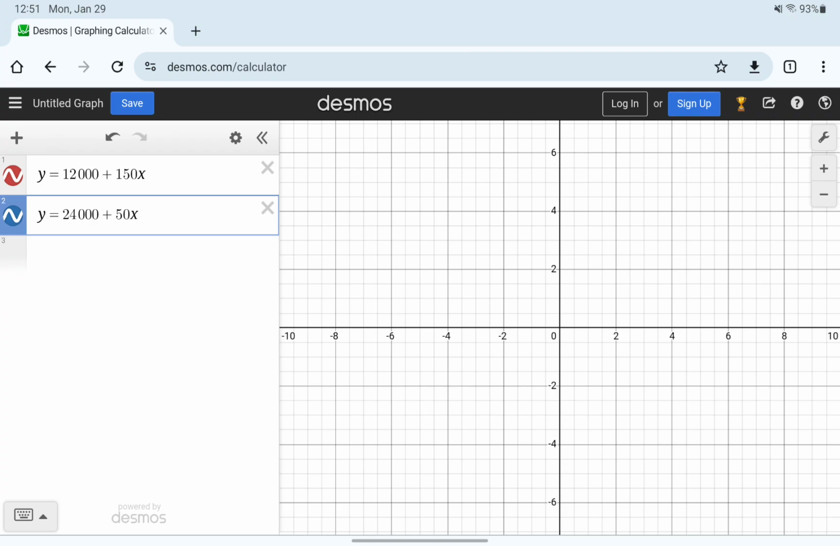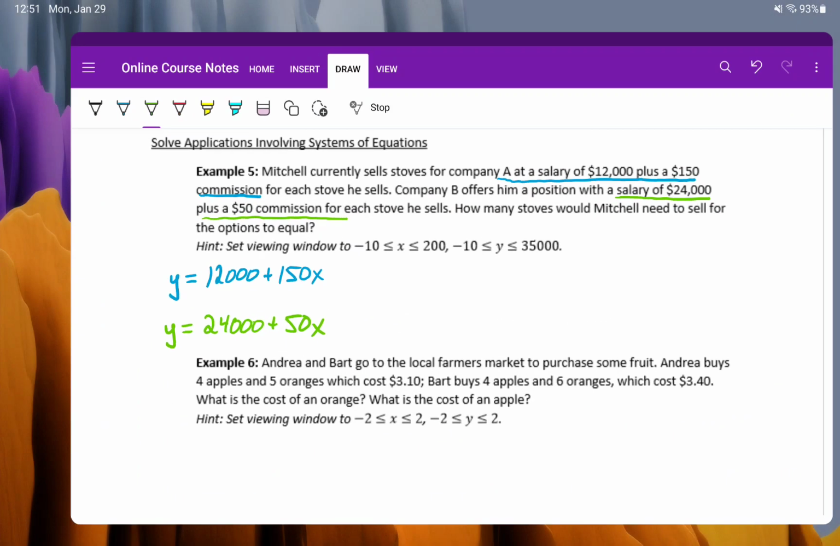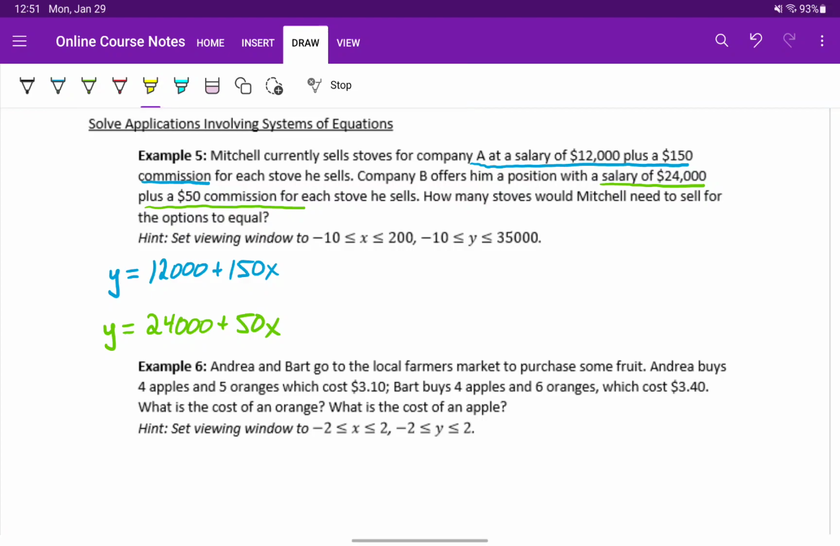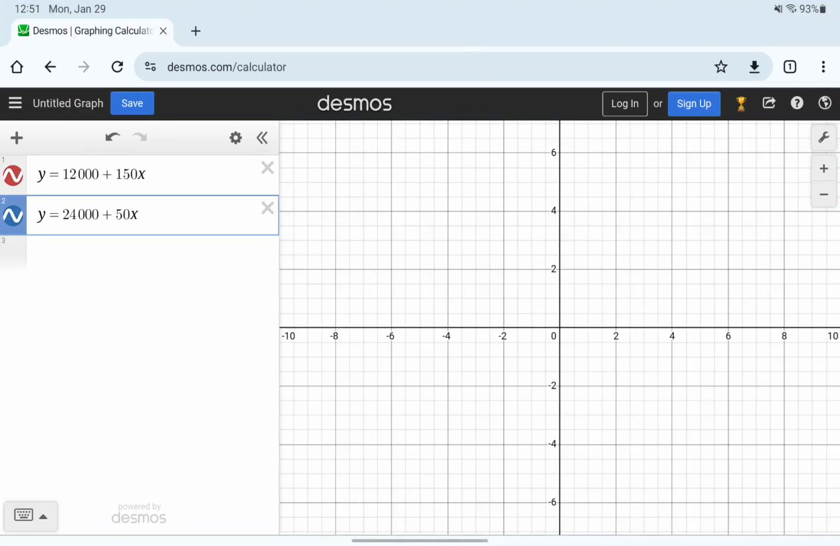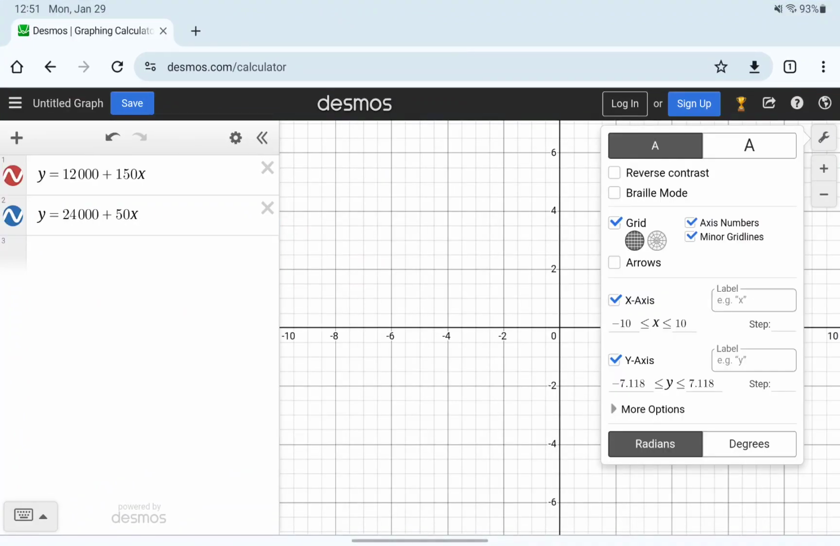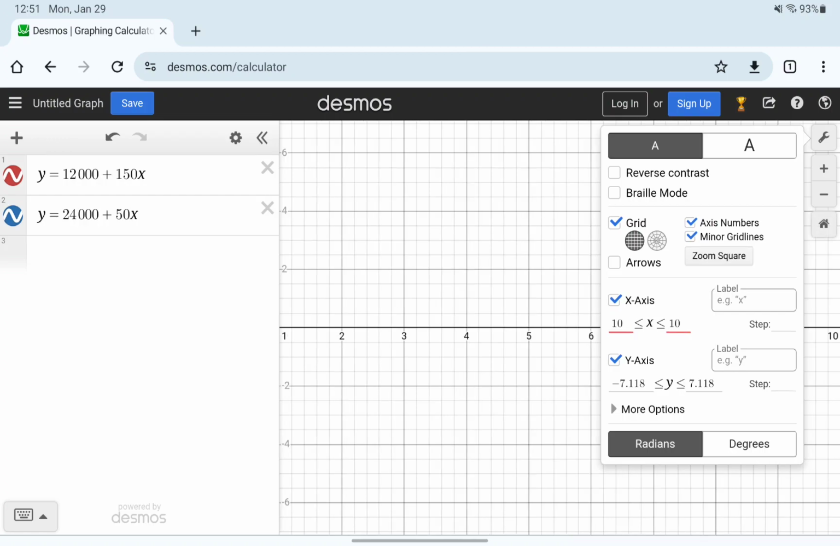And as we mentioned, sometimes that point of intersection isn't immediately obvious to us. If we look back at the problem, though, we're given a hint. And in this case, that's that we want to set our viewing window for x to be -10 to 200 and y to be -10 to 35,000. In Desmos, if we click on the wrench icon, then we can change these values for our minimum and maximum x and y values. So we'll click there and change this to -10.